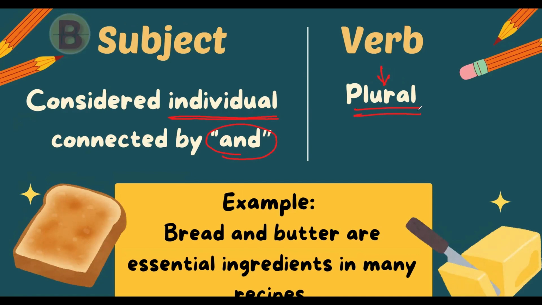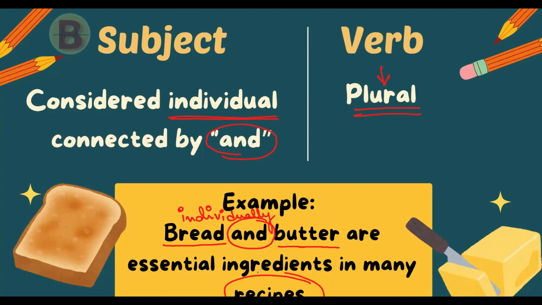Fine. So let's have a look at the example to understand this rule in a better way. Bread and butter are essential ingredients in many recipes. So here we can see I'm talking about bread, I'm talking about butter. Fine. They're connected by and, and they are, this is very important, individually considered, or they are considered individually for the recipe.